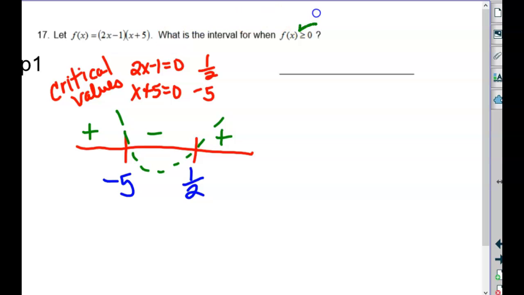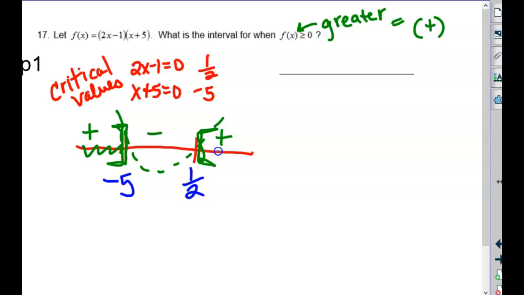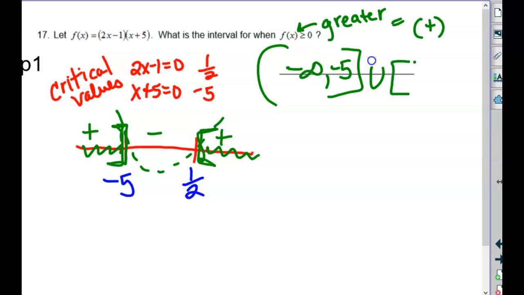What does this symbol mean again? Greater than or equal to. So which one, or equal to, means that I include the end. So I'm going to need square brackets. Yes, greater than means positive, right? So here and here. So I have -infinity to -5 square brackets together with 1/2 to infinity. Questions?